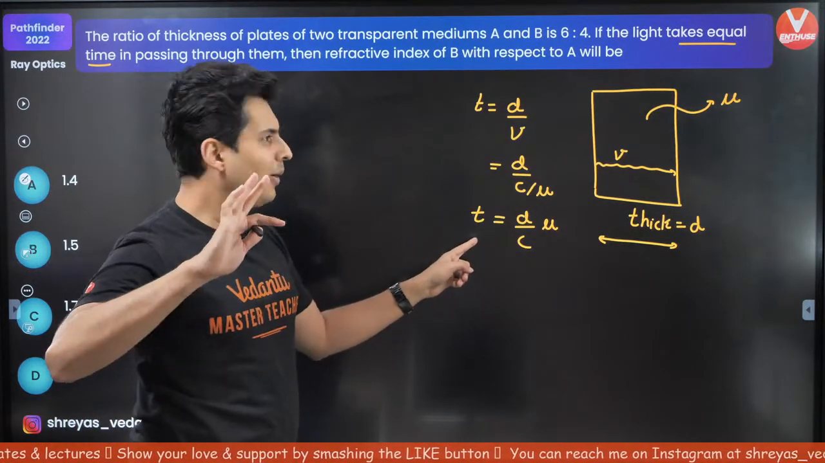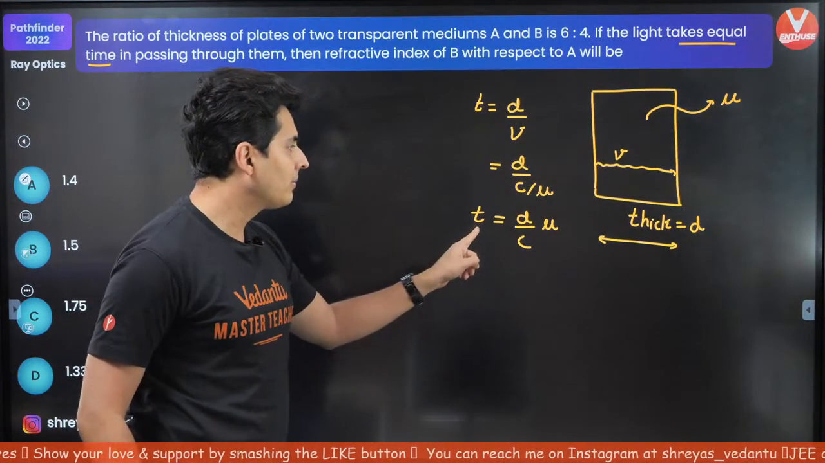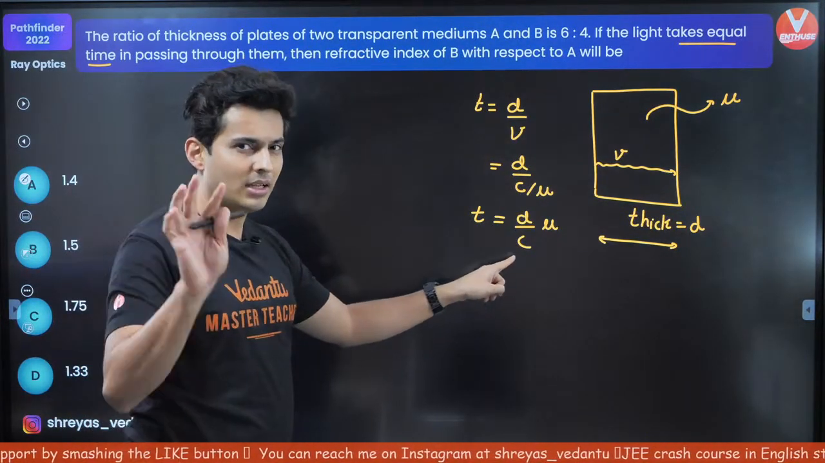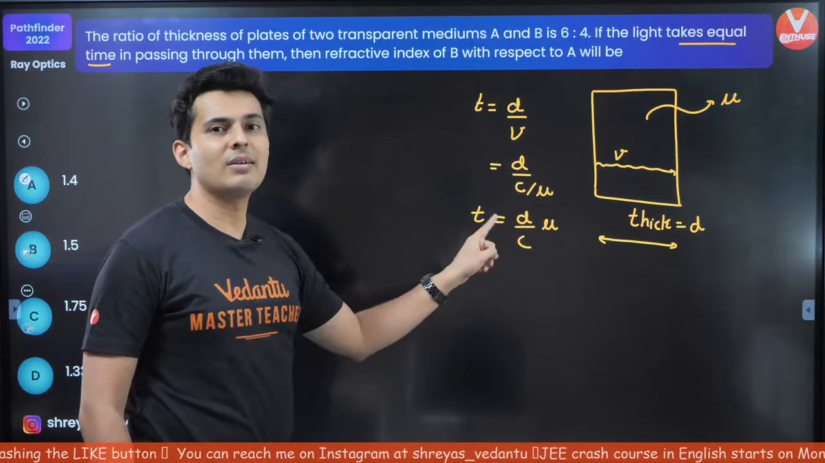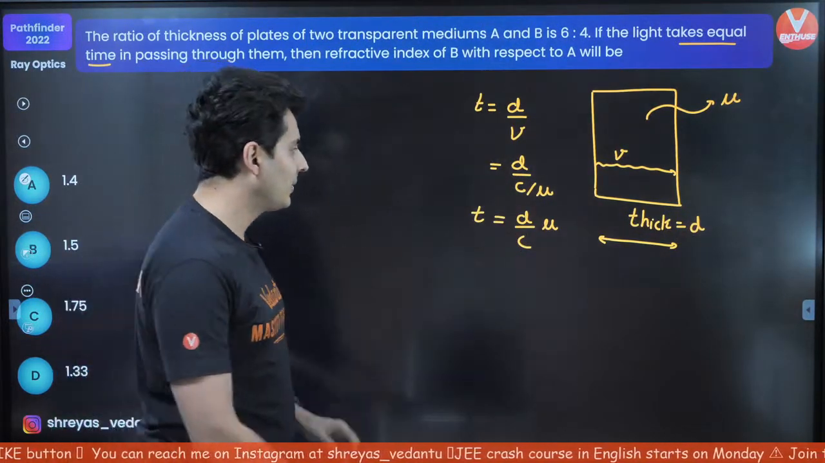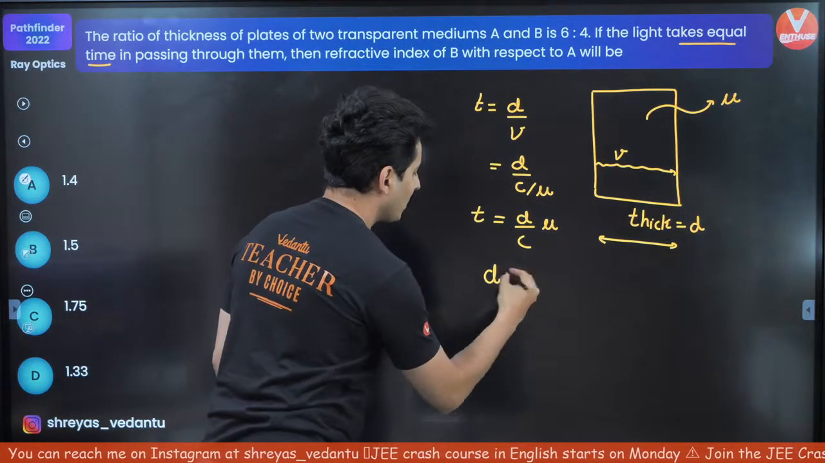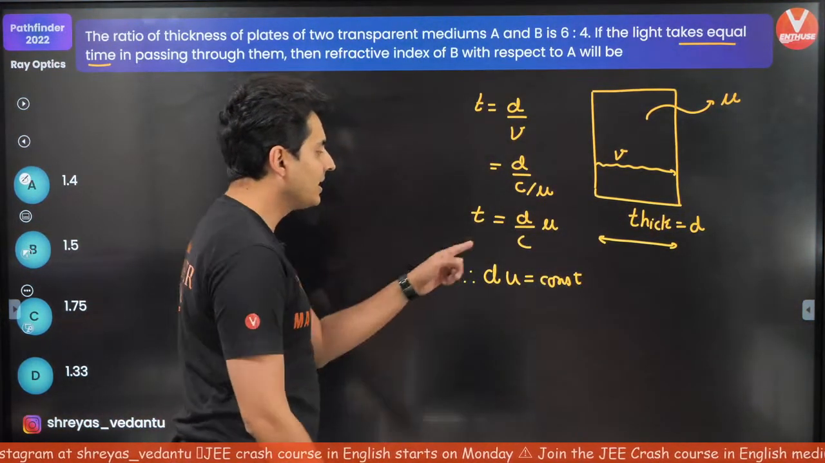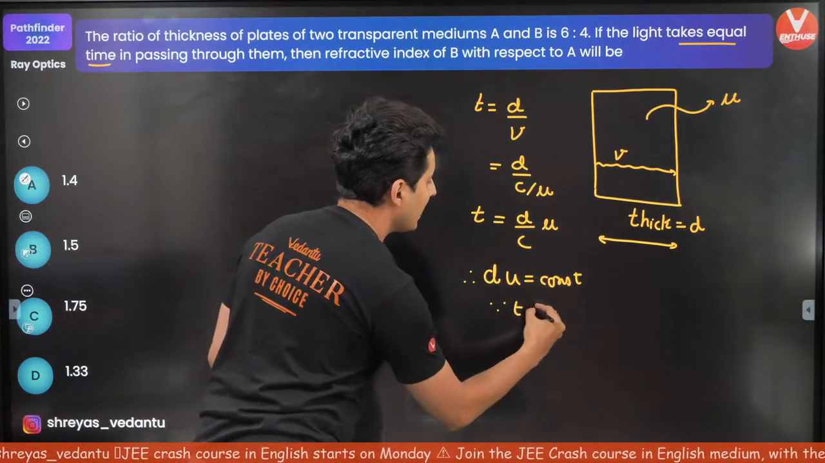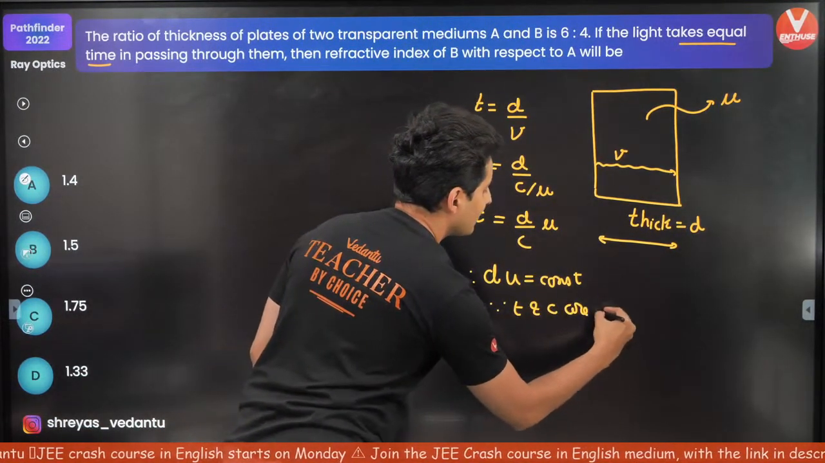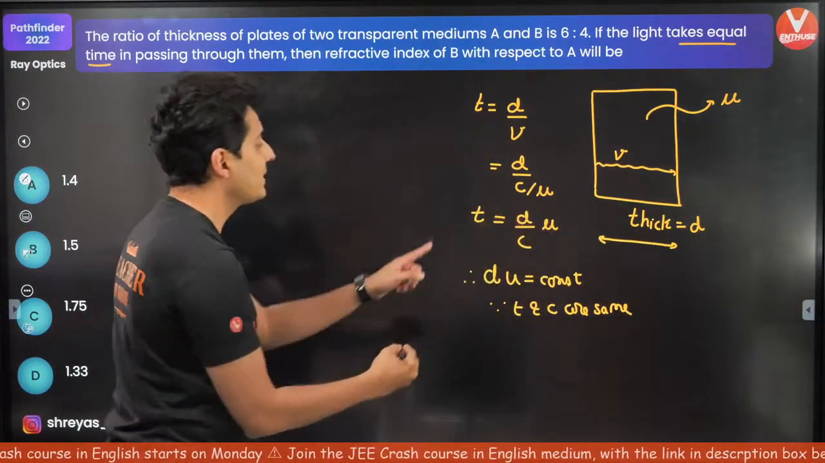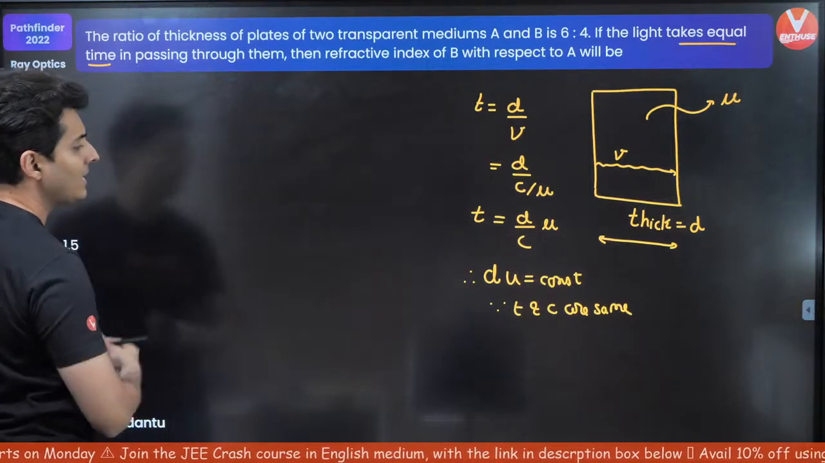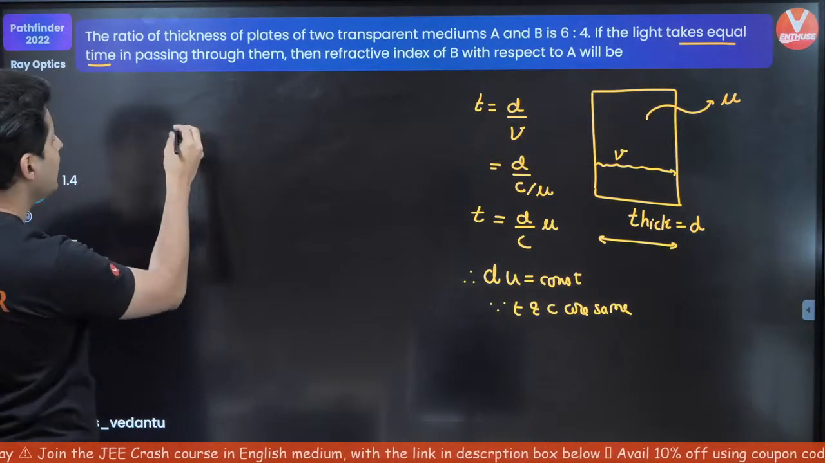Great. Now, think: time is same. Thickness of the slab is different. Speed of light is constant in vacuum. C is a constant. Mu is different. So, D into mu is a constant. Do you guys agree? Therefore, D into mu will be a constant for both of them. Why is this true? Because T and C are same. It's given, time is same. The time is equal for both of them. So just equate that and you'll get the answer. So D into mu is constant.